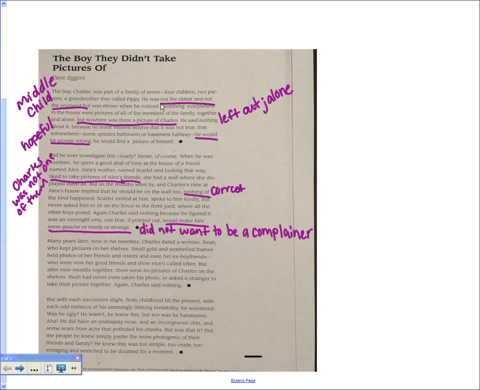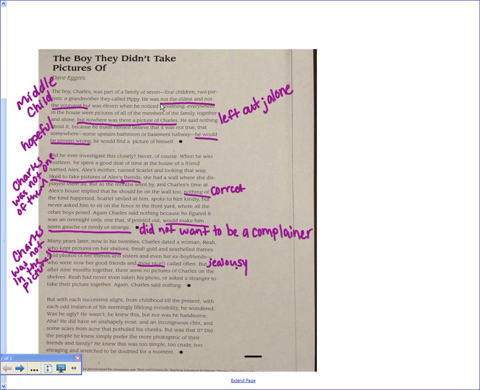Many years later, now in his 20s, Charles dated a woman, Ray, who kept pictures on her shelves. I'm going to go ahead and underline that and make another prediction. Charles was not in these pictures. Small gold and seashell frames held photos of her friends and sisters and even her ex-boyfriends, who were now her good friends and how nice, called often. I'm going to underline how nice. And we get a sense of jealousy from Charles.